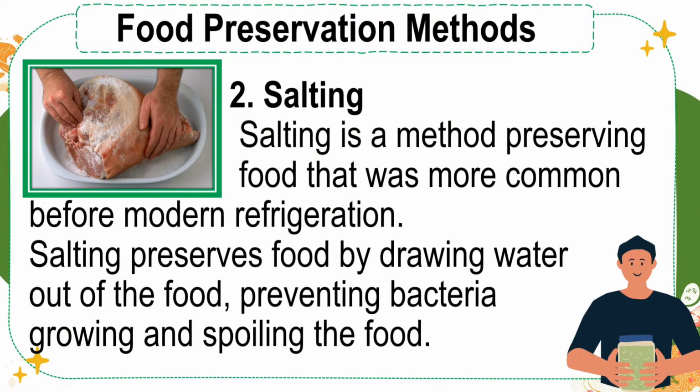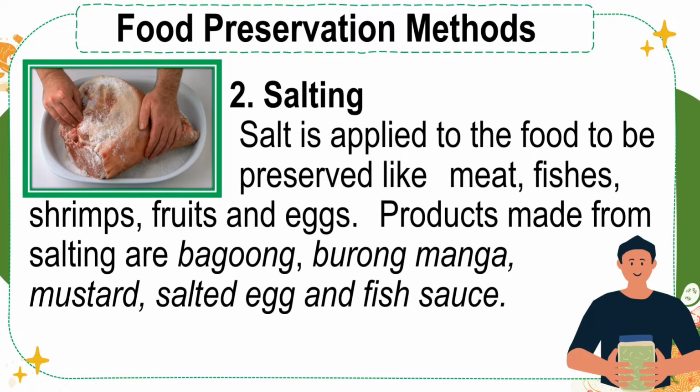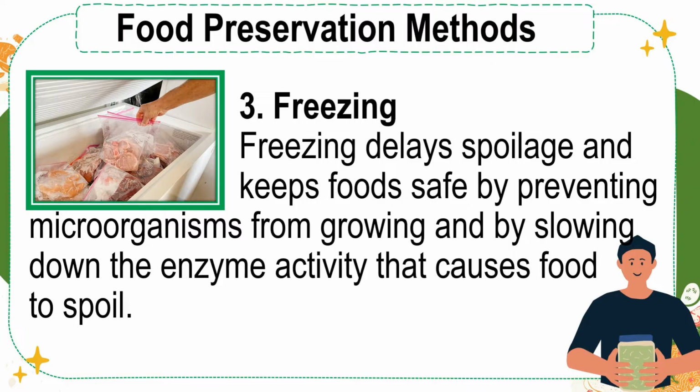Salting is a method of preserving food that was more common before modern refrigeration. Salting preserves food by drawing water out of the food, preventing bacteria from growing and spoiling the food. Salt is applied to the food to be preserved like meat, fishes, shrimps, fruits, and eggs. Products made from salting are bagoong, burong mangga, mustard, salted egg, and fish sauce. Next, we have the freezing.